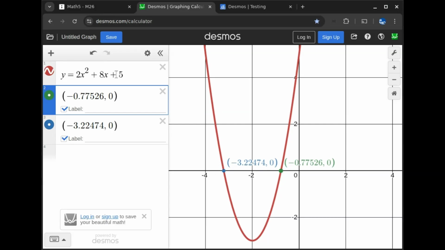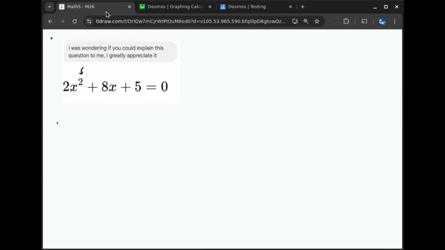When the equation is equal to 0, that means y is 0, which is the x-axis, the horizontal axis. In this case, you have two places where it intersects the axis, and these are the points. One value for x would be negative 0.77, and the other would be negative 3.22. So that's one way, using roots. That's method A.